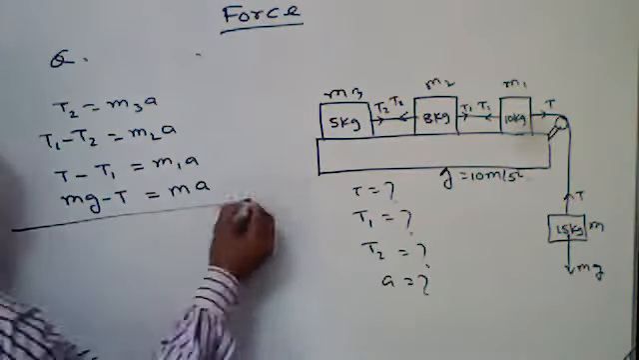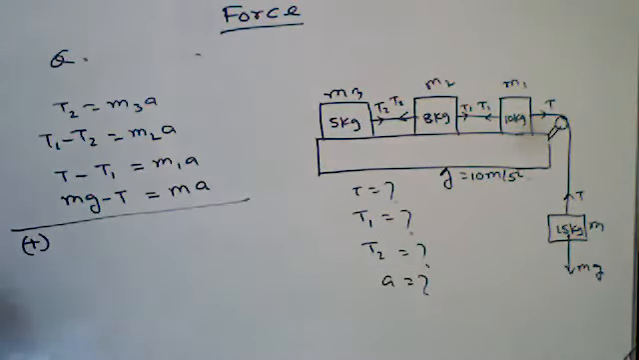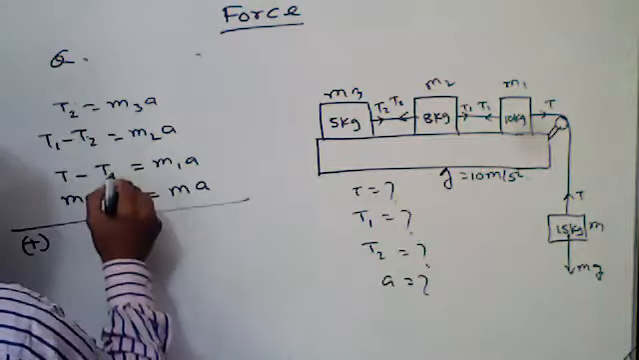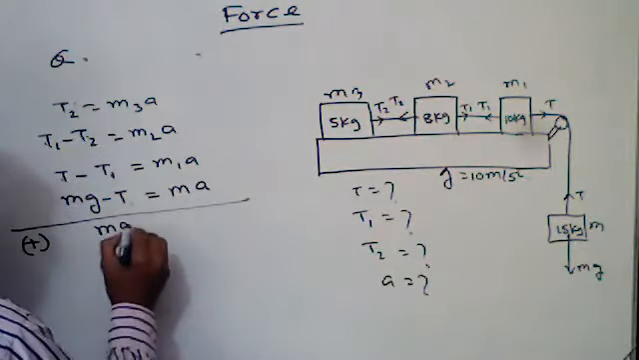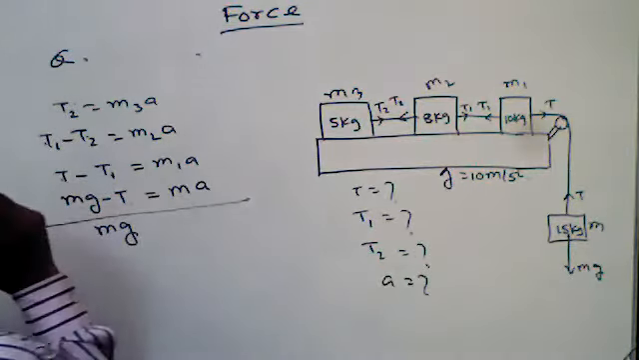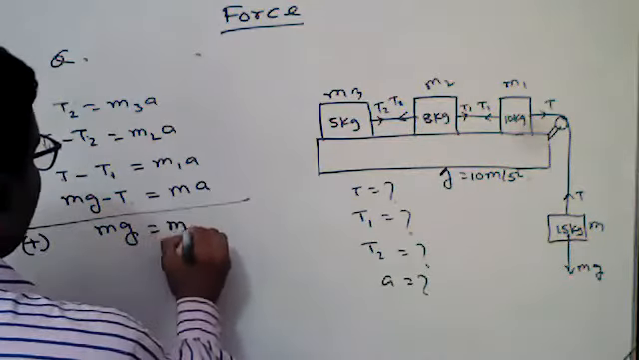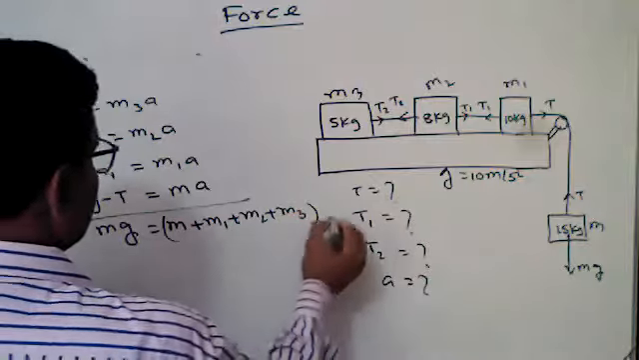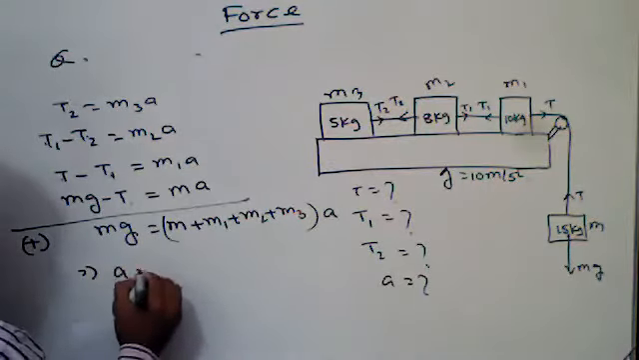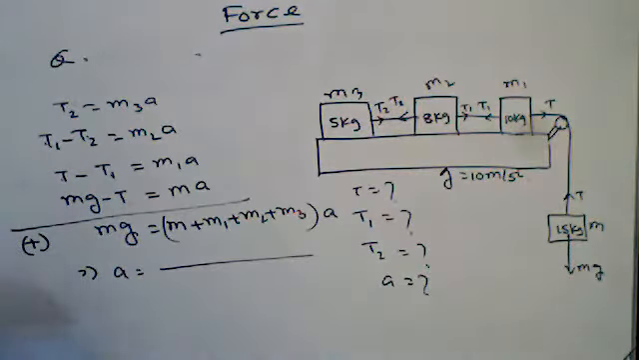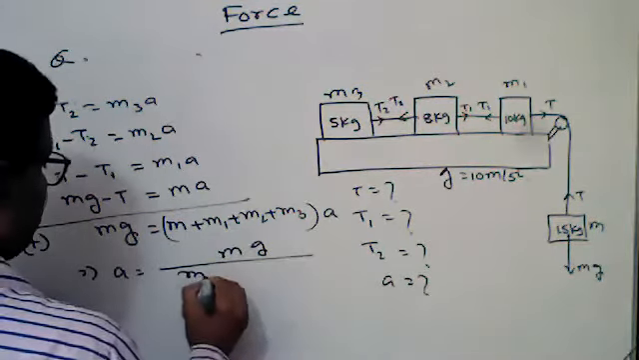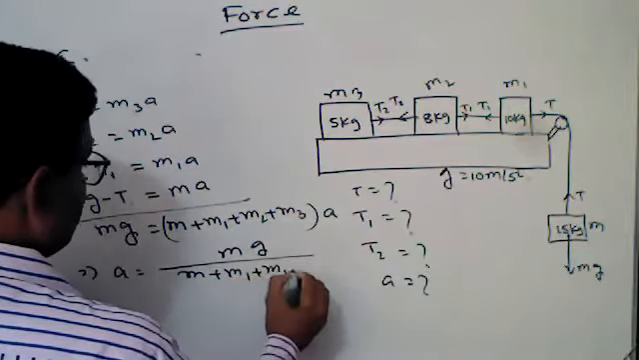Okay, now T2, T1, T. So mg equals (m plus m1 plus m2 plus m3) into a. So a equals mg by (m plus m1 plus m2 plus m3).